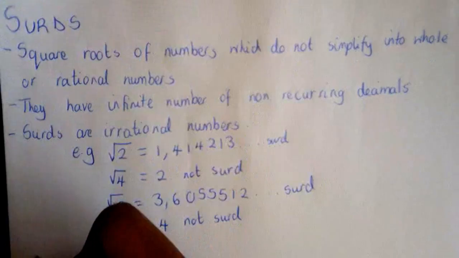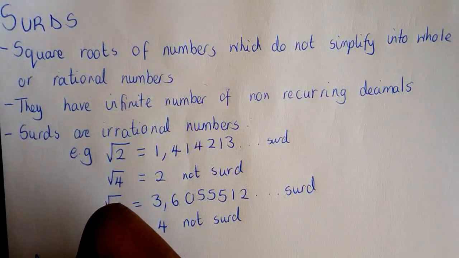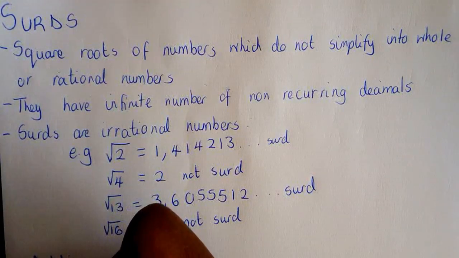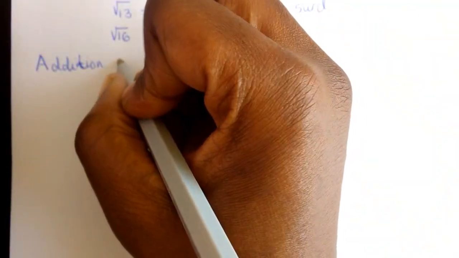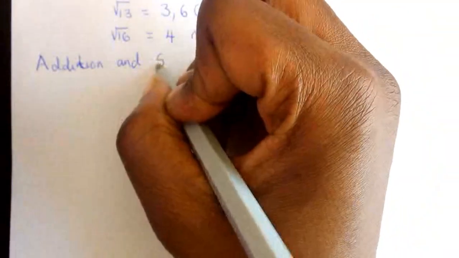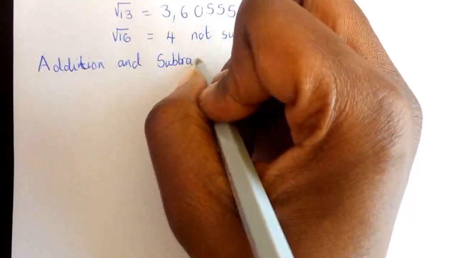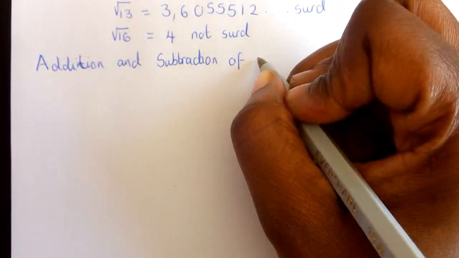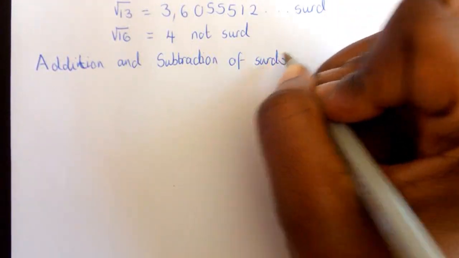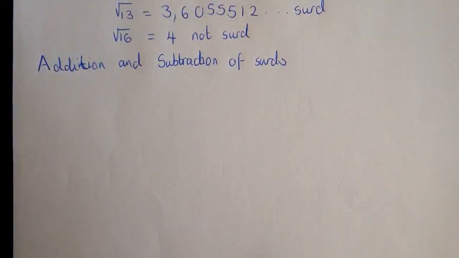And now let us proceed to addition and subtraction of surds. You can only add or subtract surds of numbers with the same numbers in the square root.